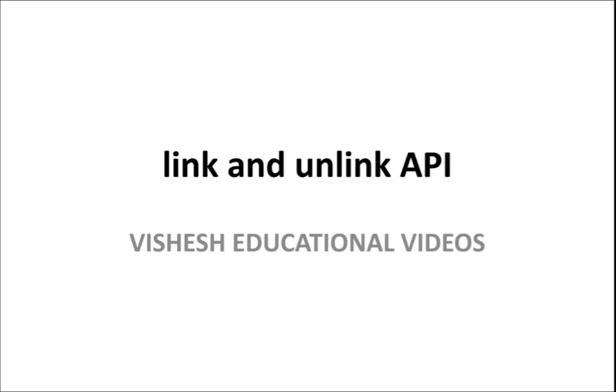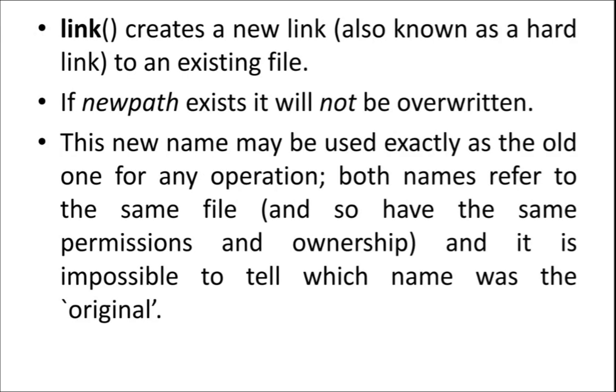So let me begin the explanation of Link and Unlink API. Link API creates a new link of an existing file. It is very simple. If you want to create two or more links for an existing file, you can use Link API. For example, you can create a file in the C drive, and put that same file in the D drive, or put the same file in a different place. It is possible. The same file can be accessed with different path names. That is possible using the Link API.